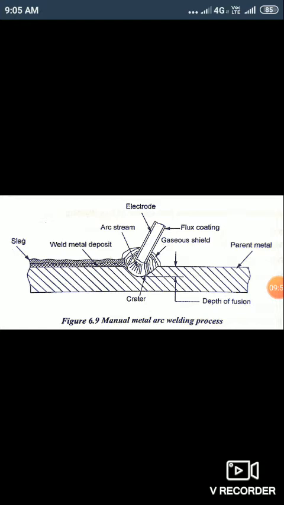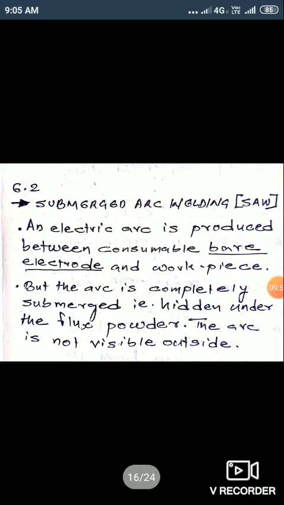Next one is submerged arc welding. In this, a powdered flux is applied. An electric arc is produced between the consumable bare electrode and the workpiece, as it is an arc welding process. Note that point: the electric arc is produced between a bare electrode.